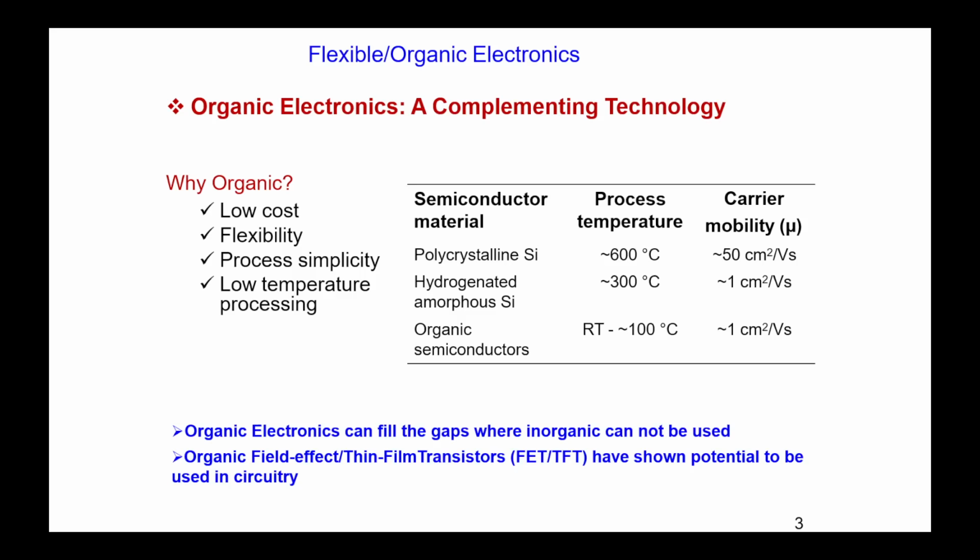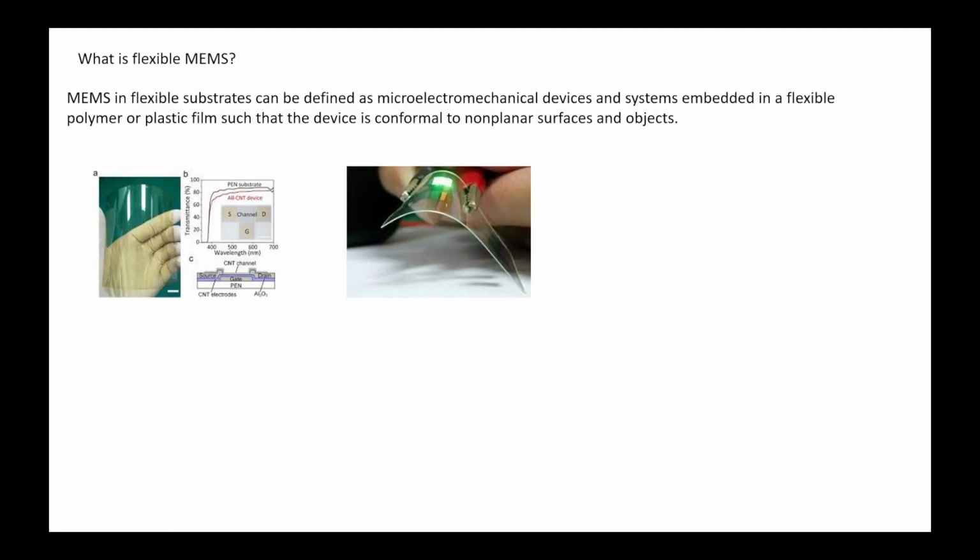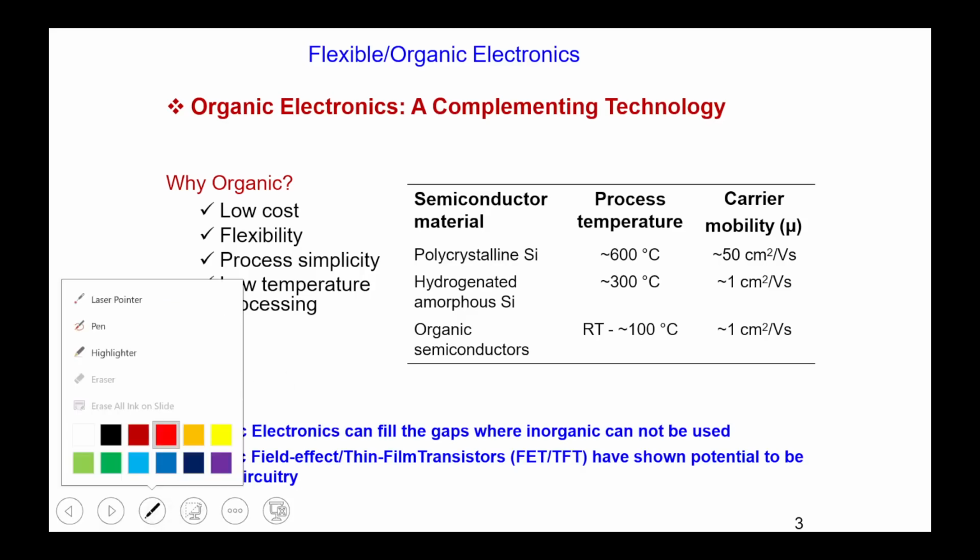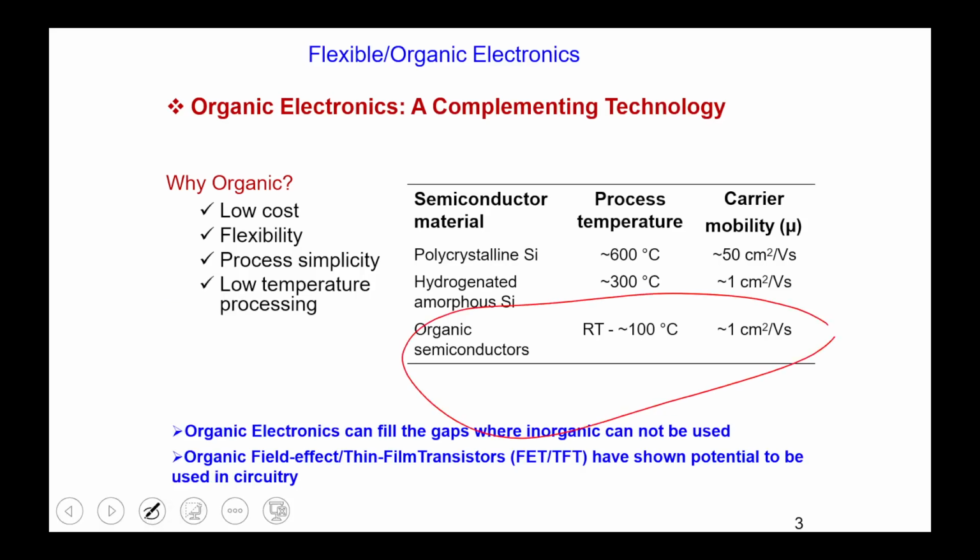And hydrogenated silicon, generated like SiO2 vapor, has a processing temperature of around 300 degrees. And there are organic semiconductors like polymers. These polymers we can operate even at room temperature, or 100 degrees Celsius, but they have the disadvantage of very low carrier mobility. But the operating temperature is room temperature, and many devices we require to operate at room temperature, not at high temperatures. So that is the advantage of flexible.